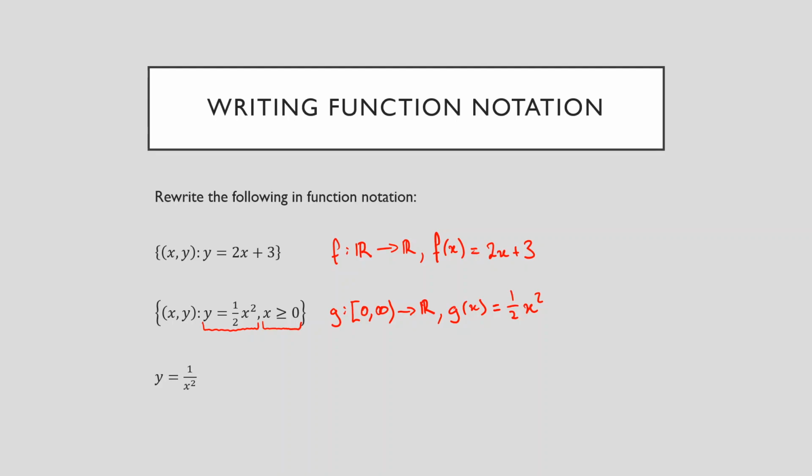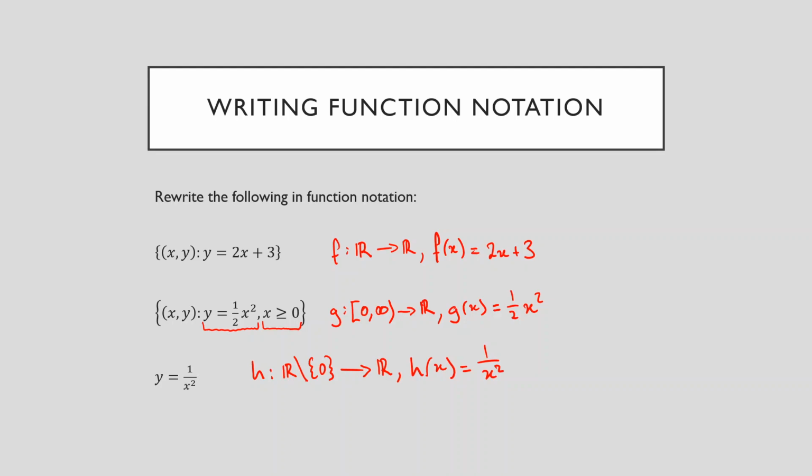We know the rule, we now know the domain, we can write our function. So let's give it a name, let's call it h. What's our domain? Well, our domain is all real numbers except for 0. That's how we would write the domain. Followed by an arrow, R, comma, and then you write your rule. Instead of y, we're going to write h of x. h of x equals 1 on x squared. And we're done.